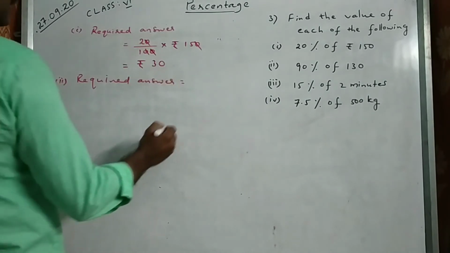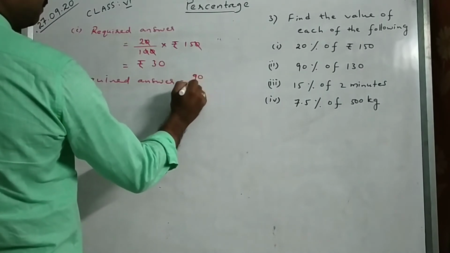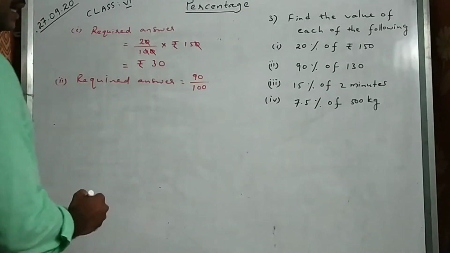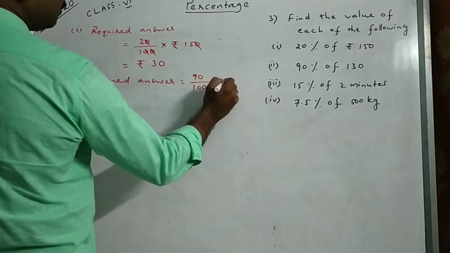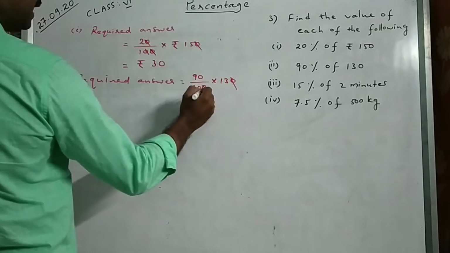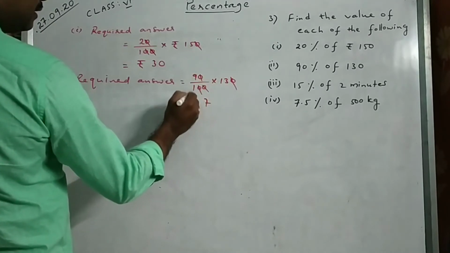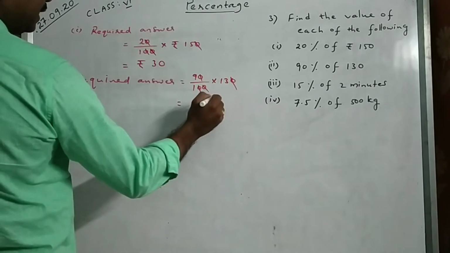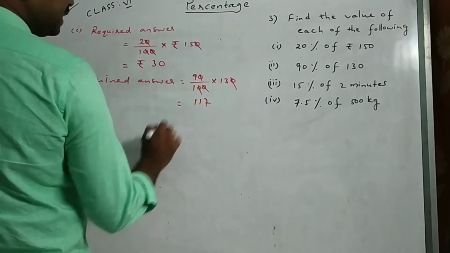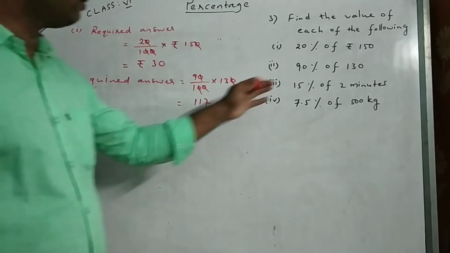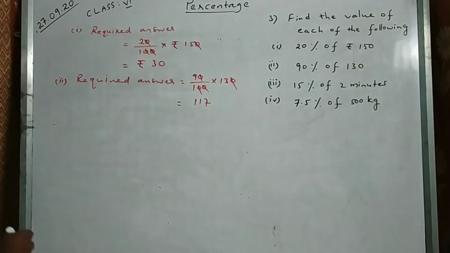The 90%. Percent means what? Per 100. 90 by 100 into 130. 0, 0 cancel. 9 3s are 27, 9 1s are 9 plus 2, 11. This is just a value, that's why no units here. 117 as it is you can write. Okay.